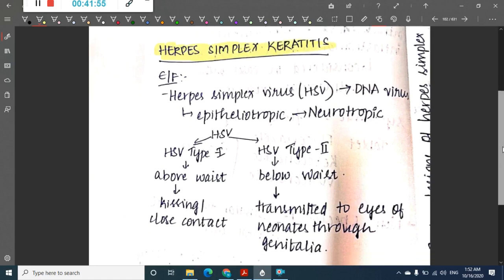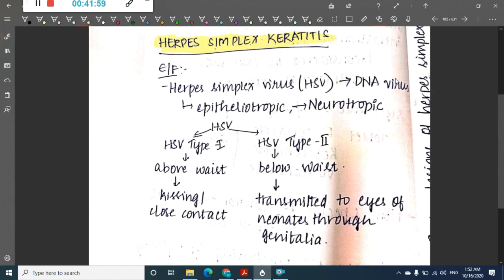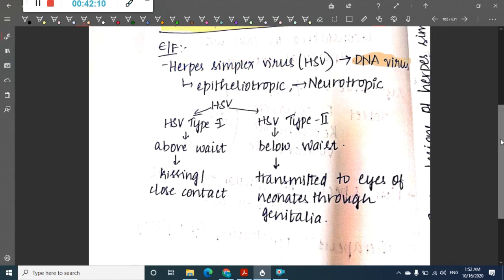In herpes simplex keratitis, the herpes simplex virus is mainly a DNA virus. It is an epitheliotropic or neurotropic DNA virus. It can be of 2 types, type 1 and type 2. In type 1 the lesion is above the waist, and type 2 is below the waist. Type 2 is transmitted to the eyes of neonates through genital secretions of the mother.